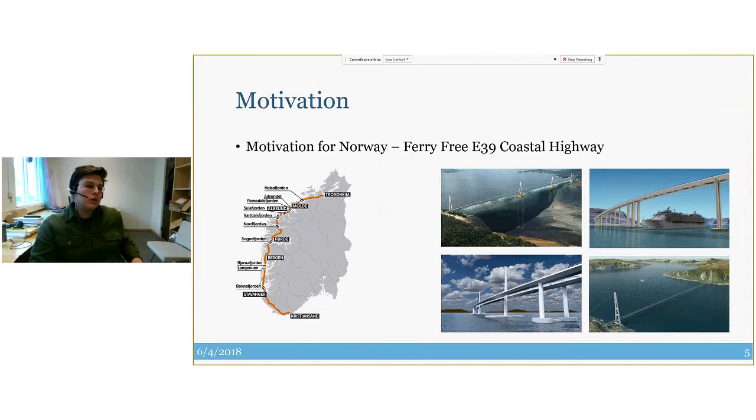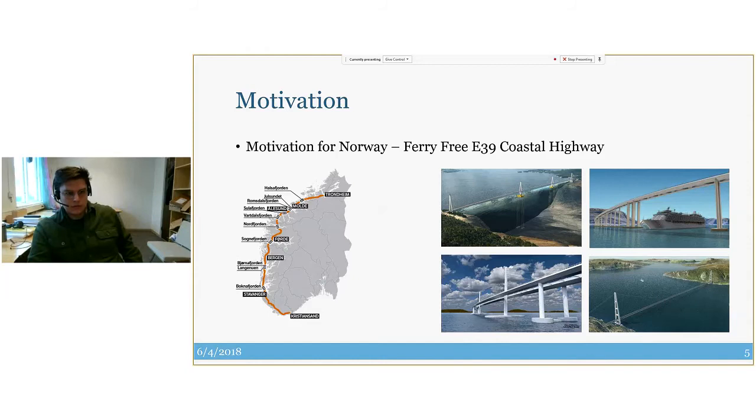We also have a local motivation, a motivation for Norway, and this is pretty much the ferry-free E39 coastal highway project. To summarize this, this is the E39 highway, and right now there are many ferry connections on it, and we want to replace them all by bridges or fixed links. You can see that many options are being considered, such as floating suspension bridges or floating bridges or very long span bridges. These are very expensive structures, and the dynamics, the behavior of them should be very carefully handled.